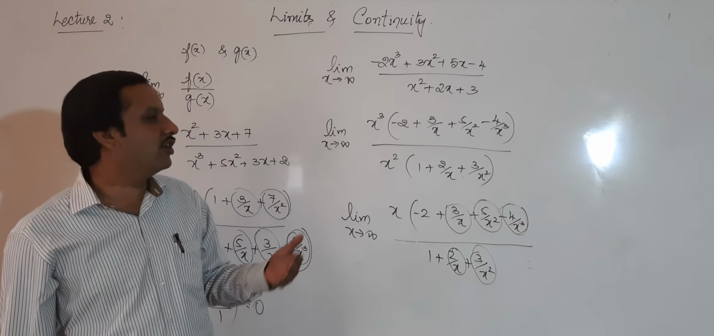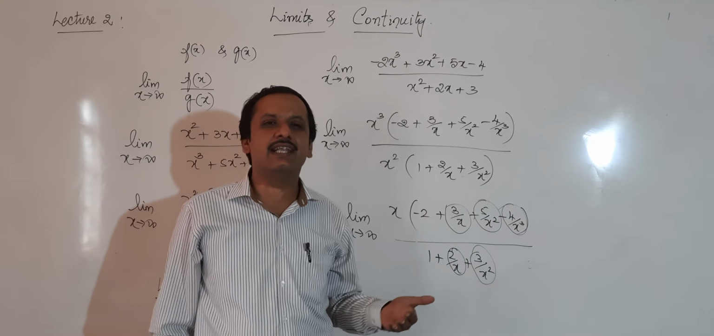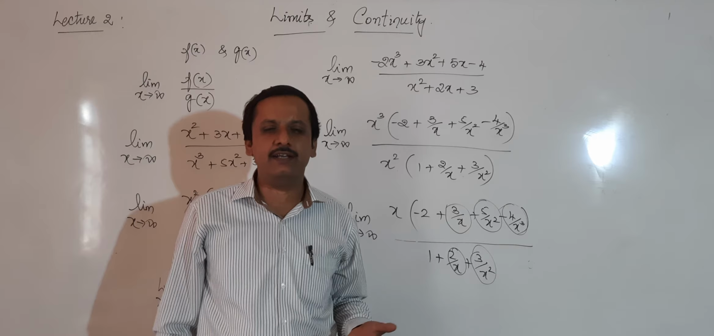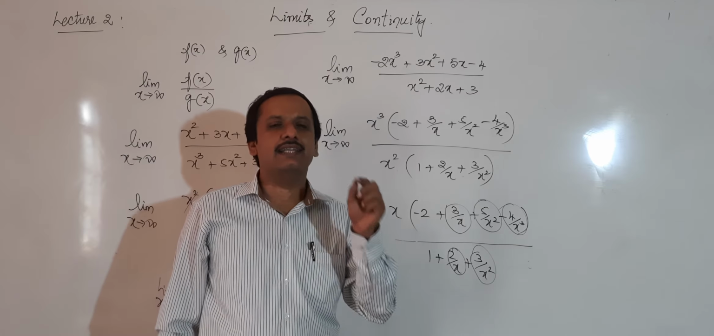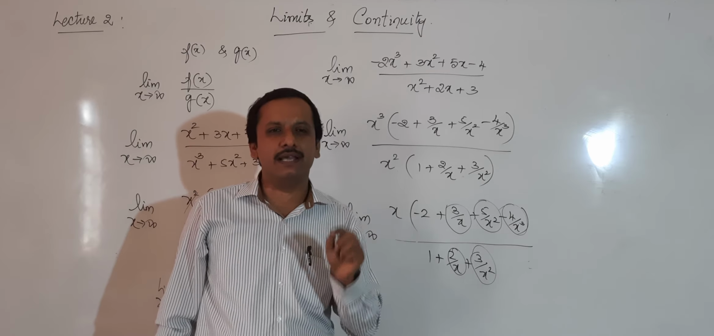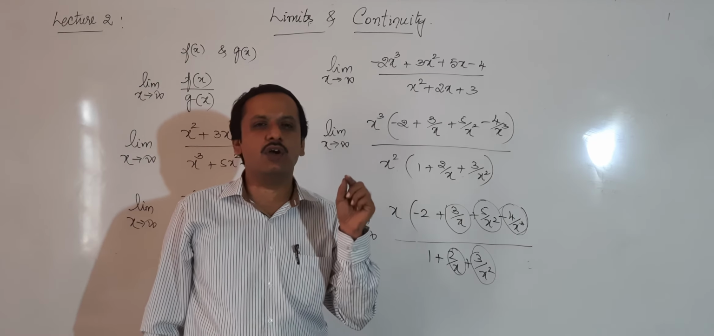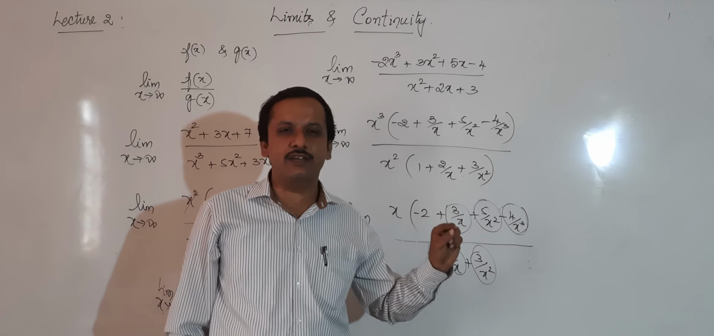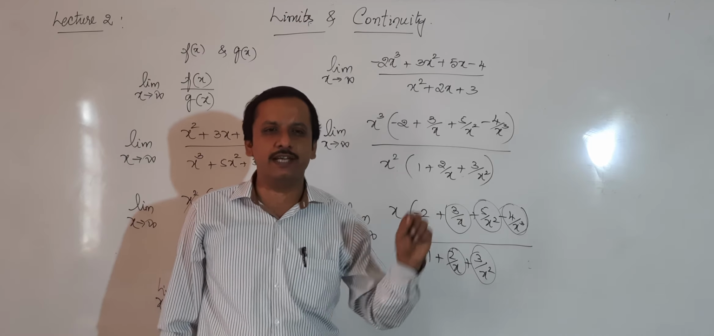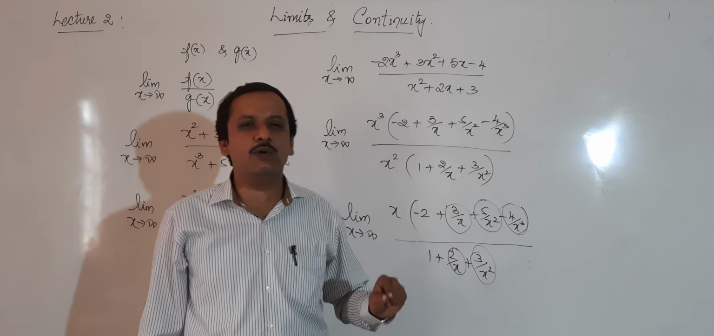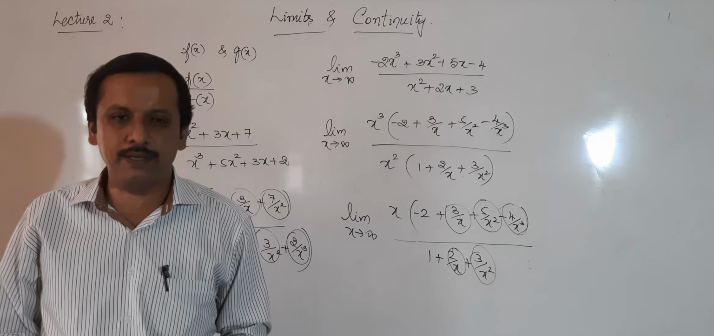So from this, we observe that when the degree of the numerator is greater than the degree of the denominator, then the value of that limit is either plus infinity or minus infinity, depending on whether the coefficient of the highest power of x in the numerator is positive or negative. If it is positive, it will tend to plus infinity. If it is negative, then it will tend to minus infinity. That you have to remember.